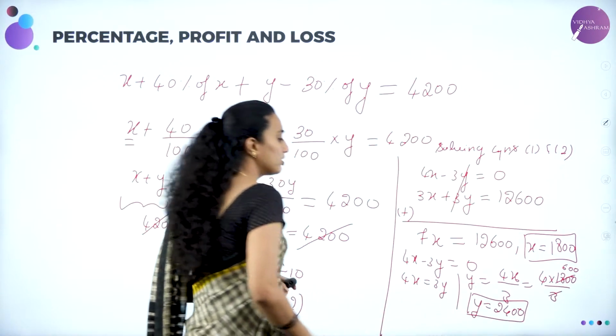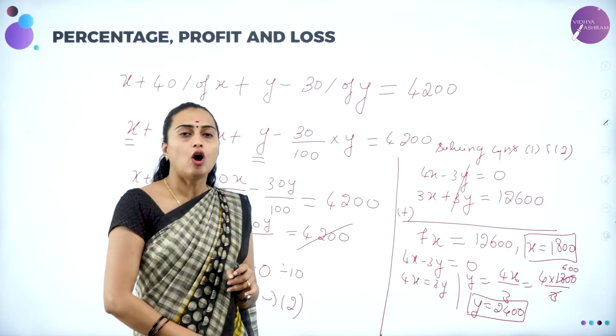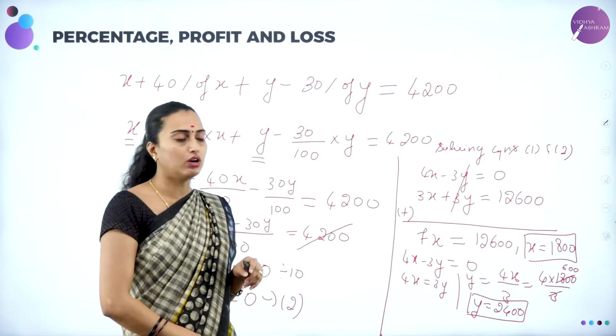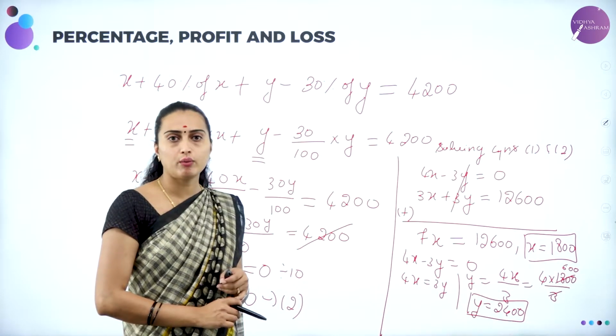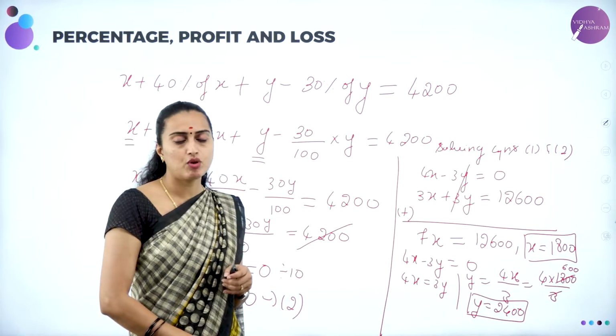So how many students of arts do you have? Arts will be 1,800. How many students of science or commerce do you have? 2,400 students. I hope you understood this problem, dears. We'll move on to the next one.